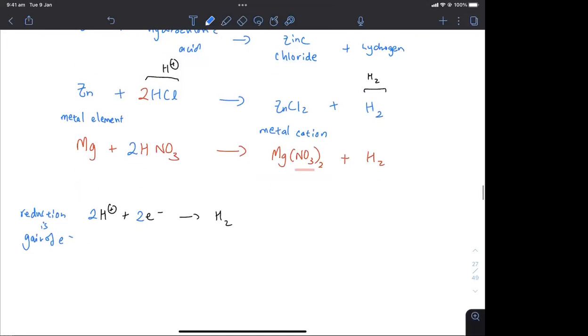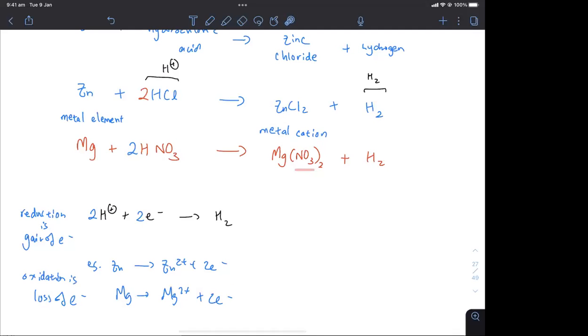And what happened with the metal is, for example, you have zinc going to Zn2+ plus 2 electrons, or Mg going to Mg2+ plus 2 electrons. But of course, you could also have Na going to Na+ plus an electron when you have a group 1 metal. Okay, so this is your oxidation. Oxidation is your loss of electrons. So by showing these two, then you can say this is a redox reaction because there is a gaining and losing of electrons. There's oxidation and reduction. Okay, I hope everyone is okay.